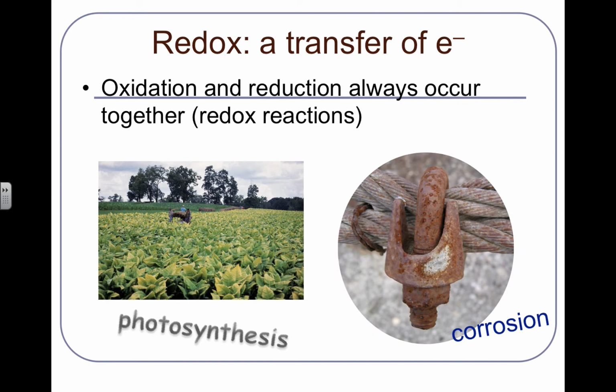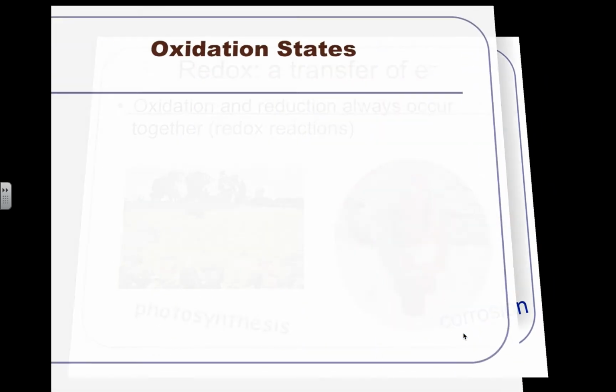Oxidation and reduction involve a transfer of electrons, and these always occur together. We'll talk about what those are in a minute, but you can't have one without the other. Not every, but a lot of our very important processes are redox reactions. So photosynthesis. Remember, if we don't have photosynthesis, all life ceases to exist on Earth pretty much. Corrosion. Of course, our lives would be a lot easier if things didn't corrode, but that's an electrochemical or redox process as well.